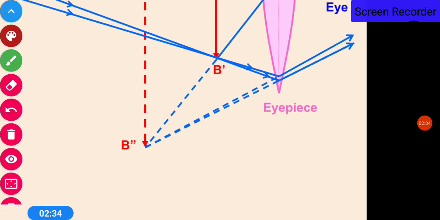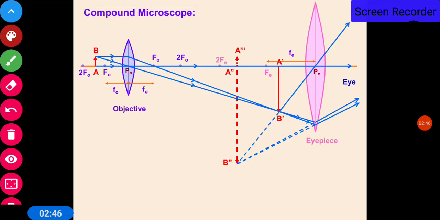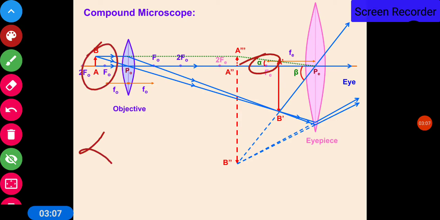Now let us extend A double dash to the upper side, A triple dash, and join B to A double dash. Now A triple dash is connected to point P naught. Now this angle is termed as alpha. Alpha is the angle made by the object AB at the eye.